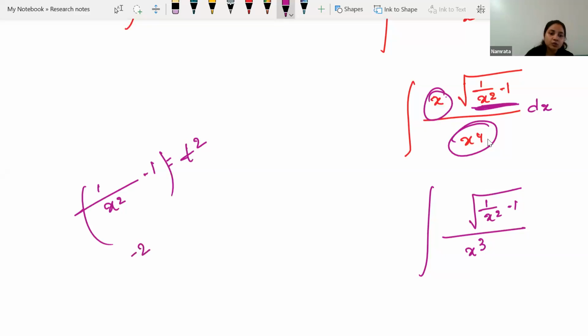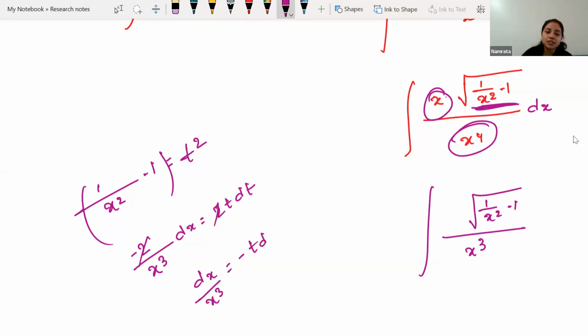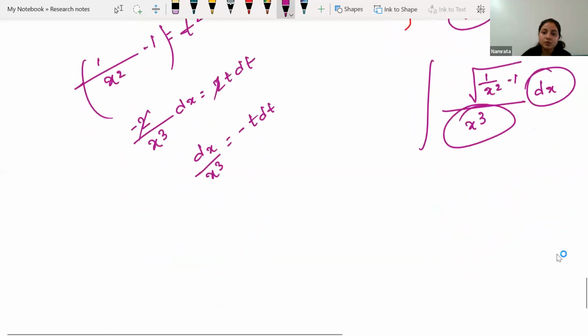So what will be the derivative of this part? Negative 2 by x cube dx is equal to 2t dt. Is it so? Yes or no? This 2 and this 2 are gone. We have dx by x cube on one side, and on the other side I am writing minus t dt, because here we can see we have dx by x cube. Okay, let's move ahead.